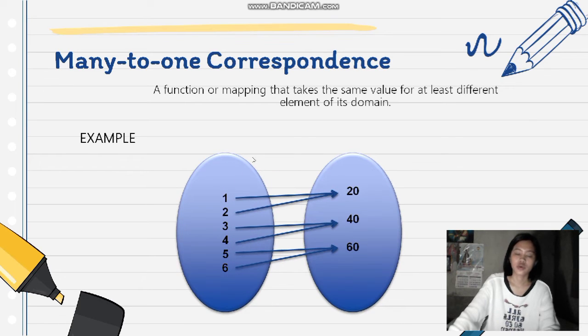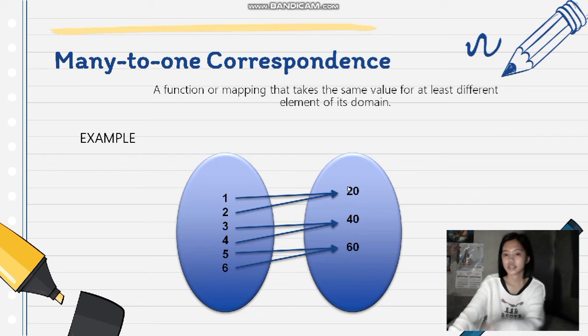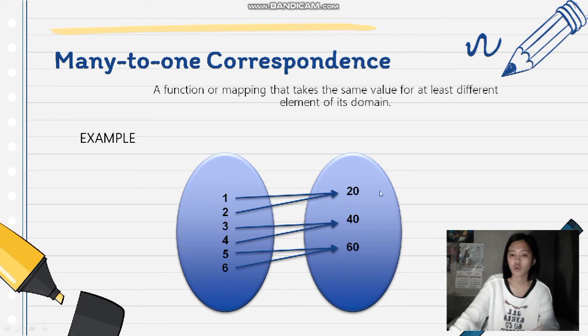Example, yung domain natin ay pwede siyang i-combine sa parehong range natin dito. Halimbawa, itong 1 and 2, yung domain natin ay may parehong range. Halimbawa, itong 1 ay may range ng 20, na combine siya sa 20, and then 2 na ano din sa 20. Ganito din sa 3 and 4 na ano siya sa 40. And then 5 and 6 na assign siya sa 60. Ganun sa many to 1.